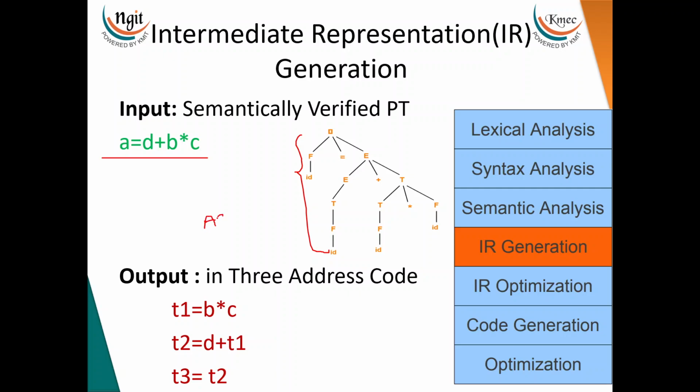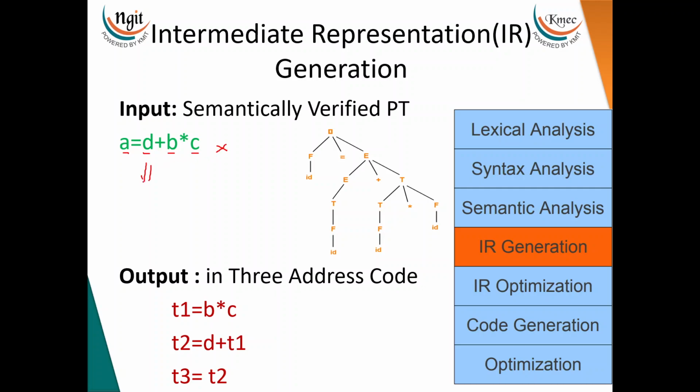We have discussed directed acyclic graphs. There are so many forms of IR, but the most popular one is three address code. The name itself indicates that every instruction should have at most three addresses, at most three operands. It should not have more than three. It may have zero, one, two, or three operands, but not more than that. But here, how many operands do we have? Four. So this is not in three address code.